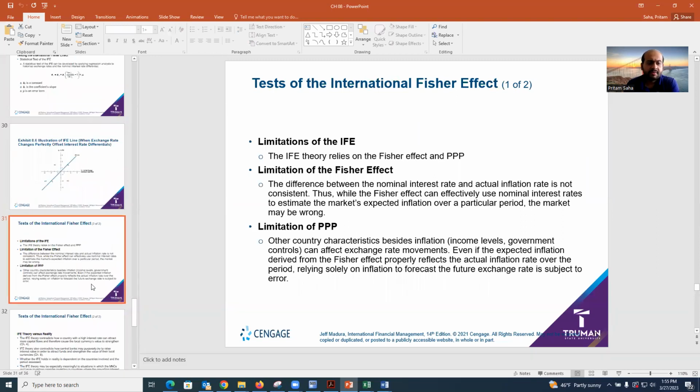So let's see one more slide, limitations. Okay, let's talk about a little bit of the limitations. So far you learned that purchasing power parity doesn't always hold because it's a function of a lot of factors, not only inflation. Similar things here. So there are some limitations. So walk through these limitations.